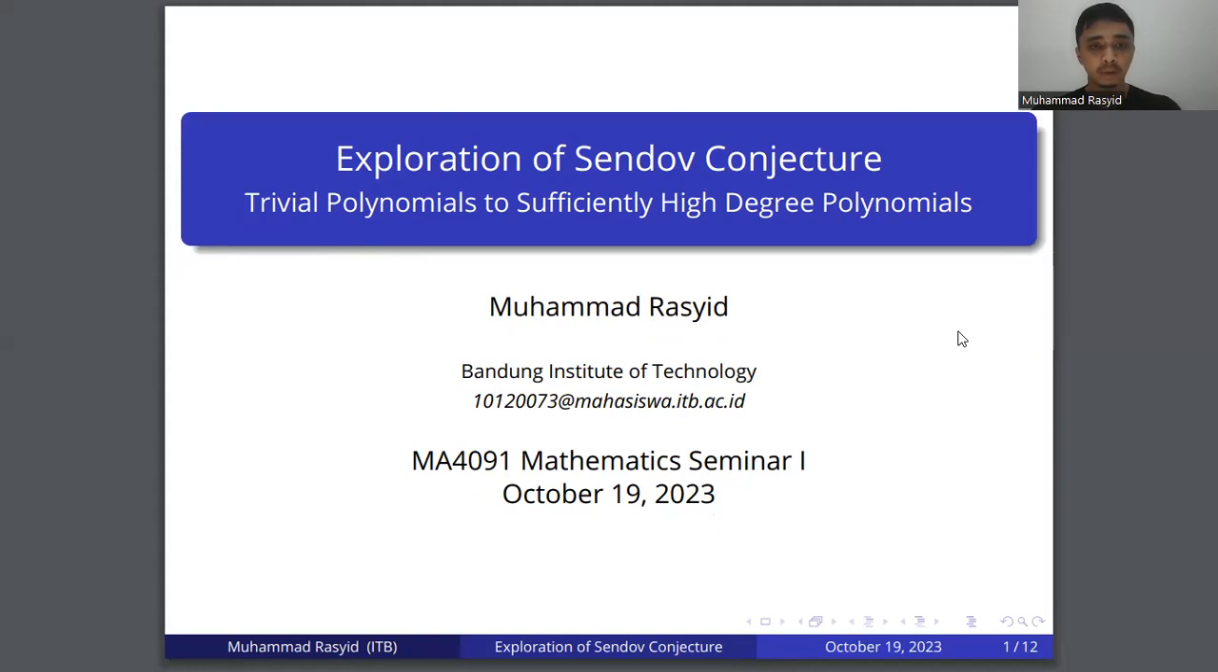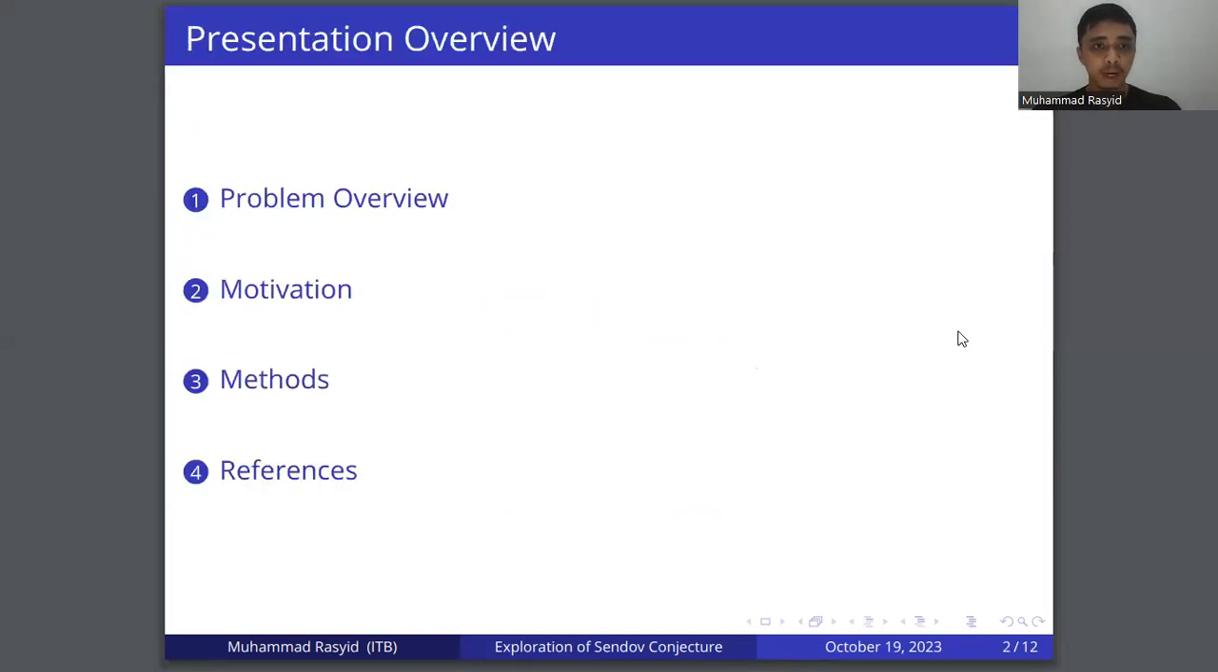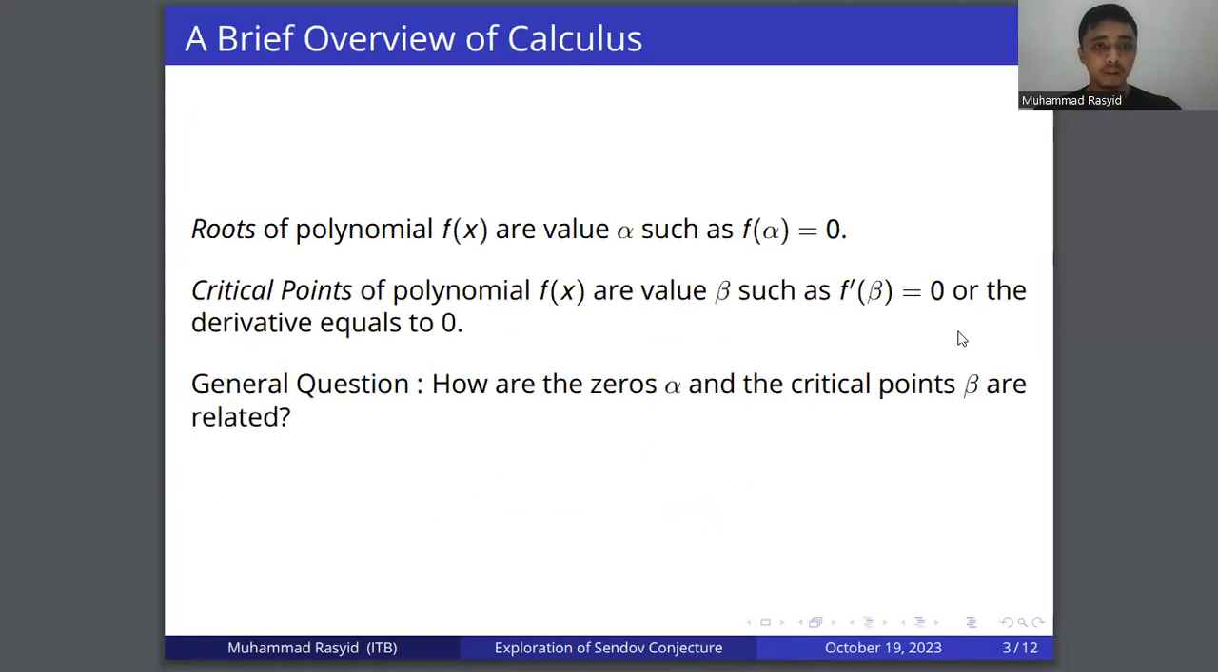101200073. Today I want to explain my final project, that is exploration of Sendov Conjecture, from trivial polynomials to sufficiently high degree polynomials. This is my presentation overview, which consists of problem overview, motivation, methods, and references. Let's take a brief overview of calculus.